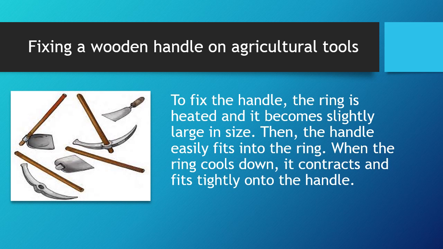Now the ring is heated uniformly throughout, and it being a metal will expand and become bigger in size. Now the handle can easily fit into the metal ring. Now the ring is cooled so that it contracts and the handle fits tightly onto the metal ring. In this way, the wooden handle is fitted onto the tools.